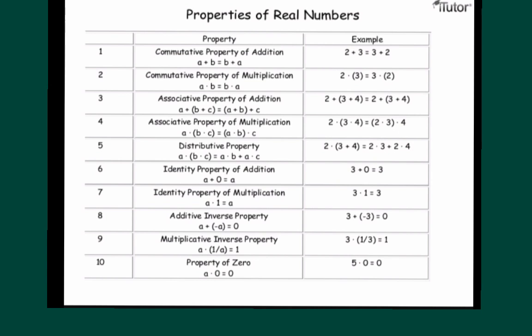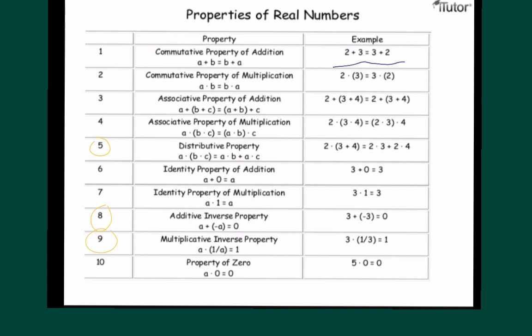Here are the properties for addition and multiplication. Numbers 5, 8, and 9, we're not going to be discussing today. We'll learn those later on. But let's talk about each of these properties. The first one is the commutative property of addition. This means no matter how you switch an addition problem, the answer is always going to be the same. Here is the example. 2 plus 3 equals 3 plus 2. No matter how the numbers switch, the answer will still be the same. 2 plus 3 is 5. 3 plus 2 is 5.